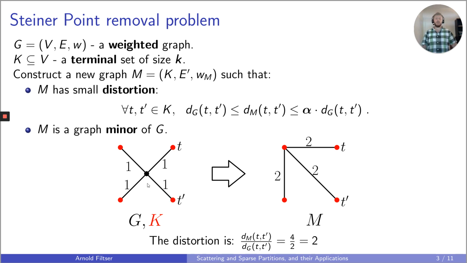And the only way you can get the minor with only terminals as its vertex set is by contracting one of its edges. So we get this graph here. Now the weights must be at least 2, because you must dominate the original distances, and therefore the distance between T and T prime, which was originally 2, is now 4, so we have distortion of 2. And this is the best thing you can do. So this is a lower bound of 2 for the standard point removal problem. So what is known?